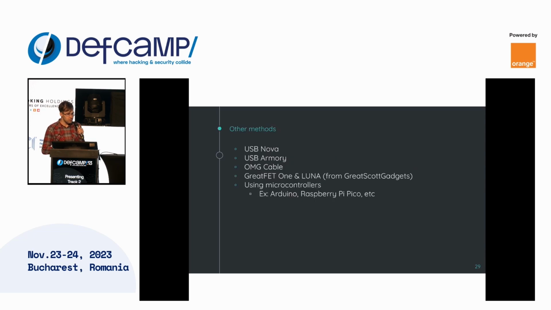Also, there are other methods that I haven't covered here, which are the USB Nova, USB Armory, expensive stuff like the OMG cable that are built for some other purposes, or the Great Fat One from Great Scott Gadgets. That's also meant for serious research on USB protocols. And pretty much a favorite of some hackers, microcontrollers. You can use Arduino, you can use an Intel microcontroller or a Raspberry Pi Pico, why not? That way you can literally build your own by interacting directly with the USB protocol.